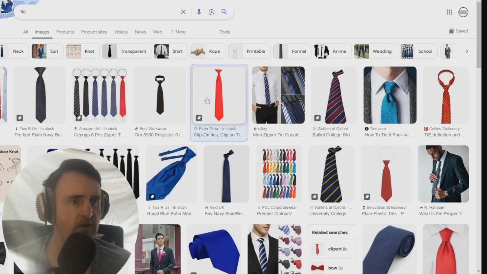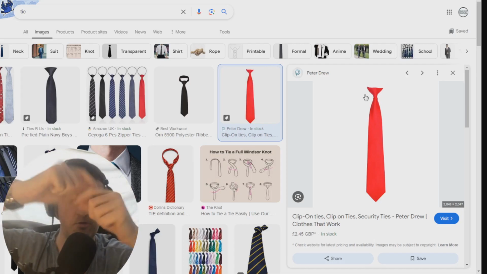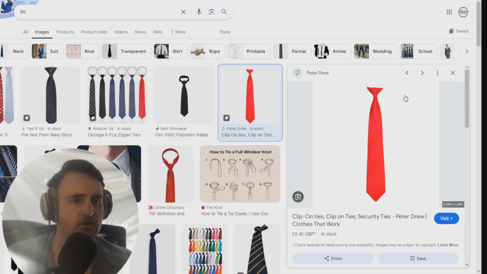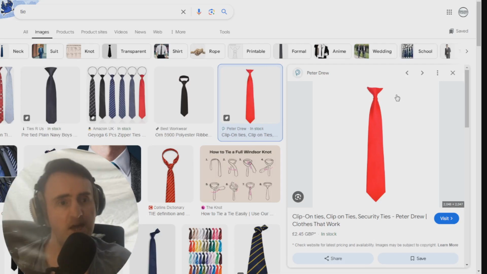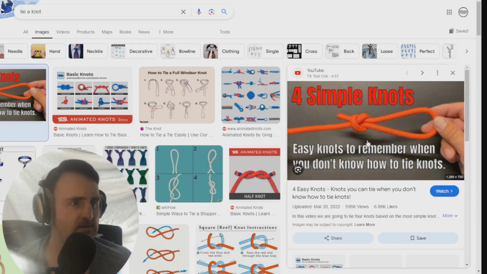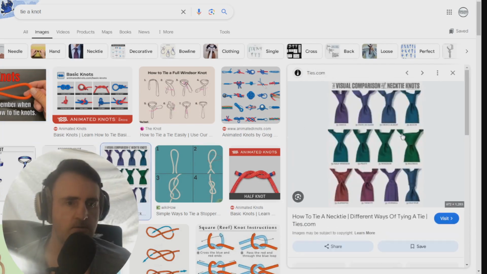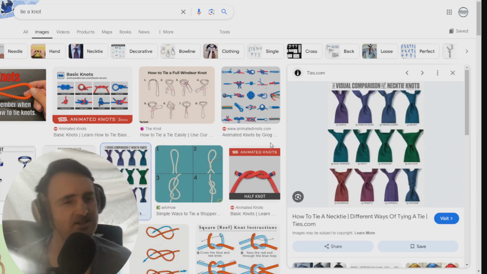Then we have a tie. So this here is a tie. And the other type of tie is when you make a knot. So you have to tie a tie. This person has tied a knot. And these ties have been tied. Tie a tie.